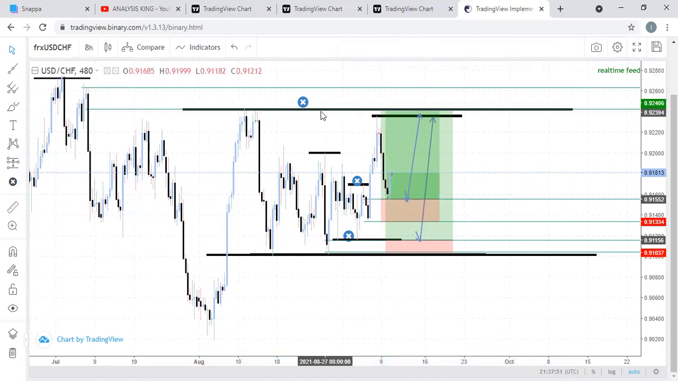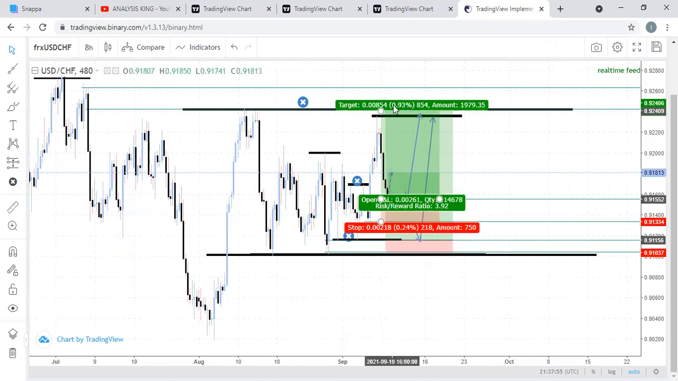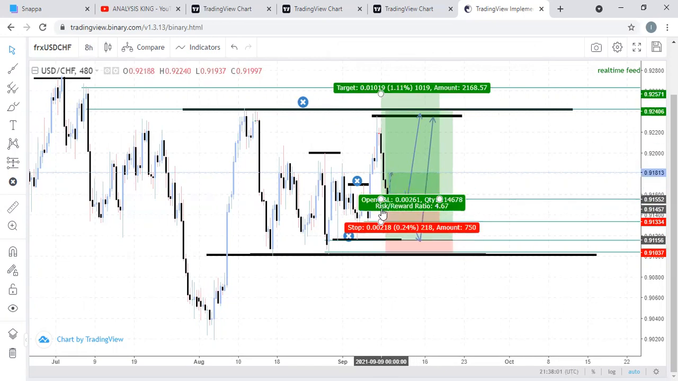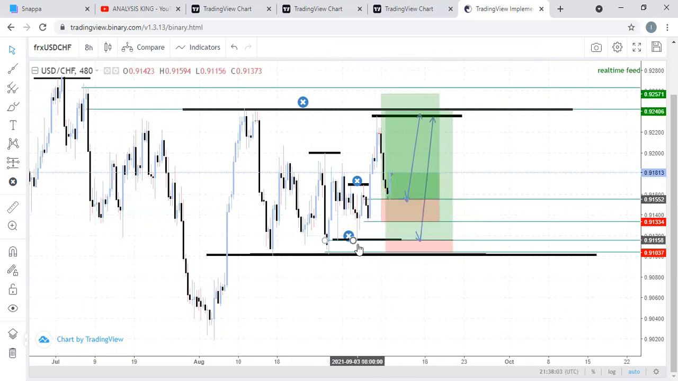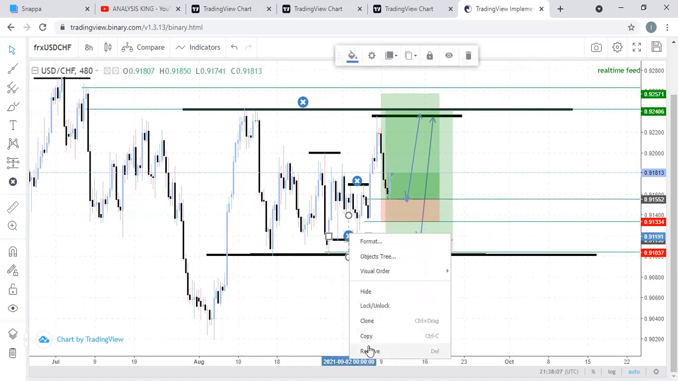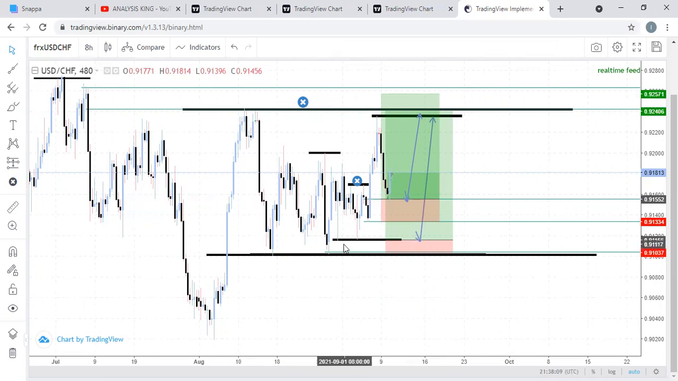So basically, I'll be looking for sales around this region in the dollar. Once it buys into this region, which is where I am right now, then I will definitely be looking for sales around this region, right?